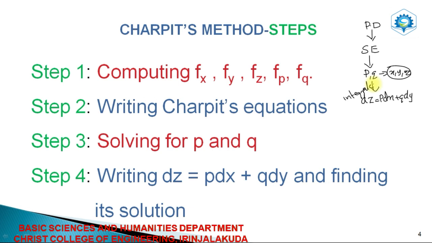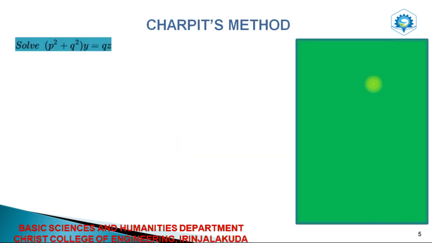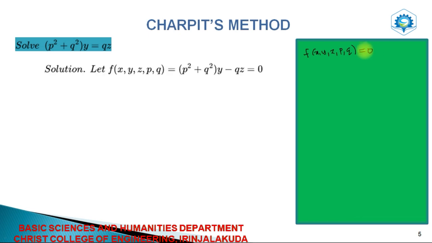Let us consider our first problem. Solve p square plus q square y equal to qz. Now note that in Charpit's method, our general equation is of the form f of x, y, z, p, q equal to 0. So first of all, we rewrite this equation as p square plus q square y minus qz equal to 0, and that implies our function f is p square plus q square y minus qz. This is our first step, converting the given equation to the standard form. It's actually necessary.